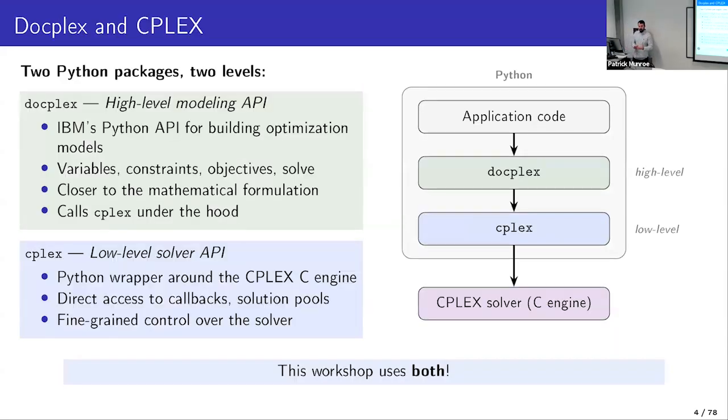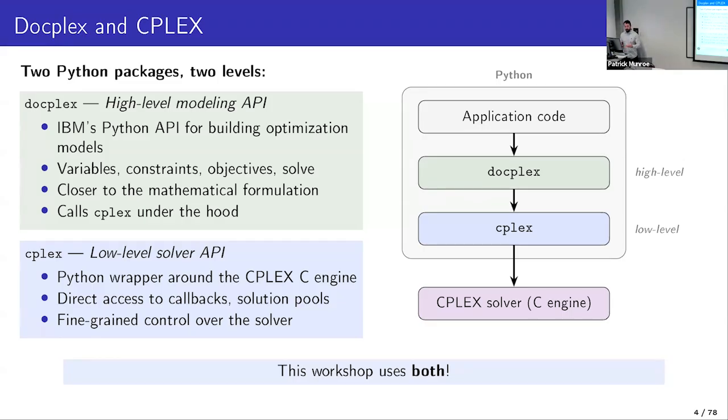Okay, so I told you that there is a difference between DOcplex and CPLEX, so we'll be using both of them in this workshop. DOcplex is the higher-level modeling API in Python of CPLEX. By high level, what I mean here is that it's closer to the mathematical formulation. As you'll see, we'll be using Python mathematical operators, like the arithmetic operators, less than or equal, plus, things like that, to define the constraints, the variables and the objective functions.